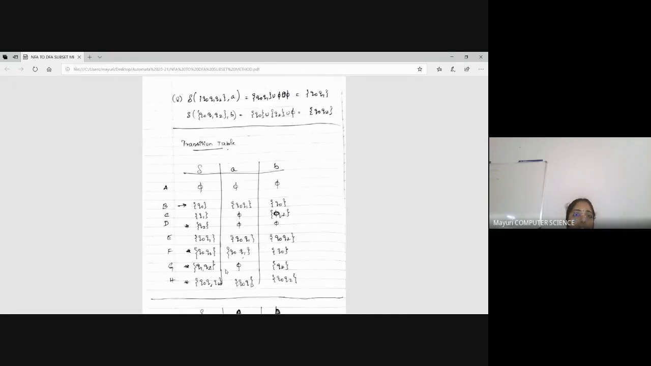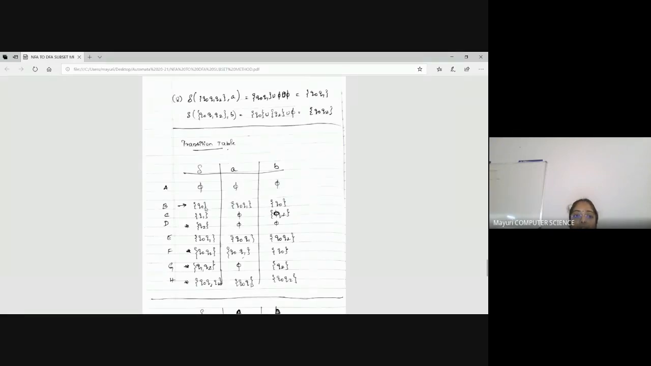Yes, anybody have doubt in that? Constructing the transition table, just pick the statements from there and put it here. Transition function delta. So what is my initial state I have considered? 5. On input A, it goes to 5 only. On input B, it goes to 5 only.